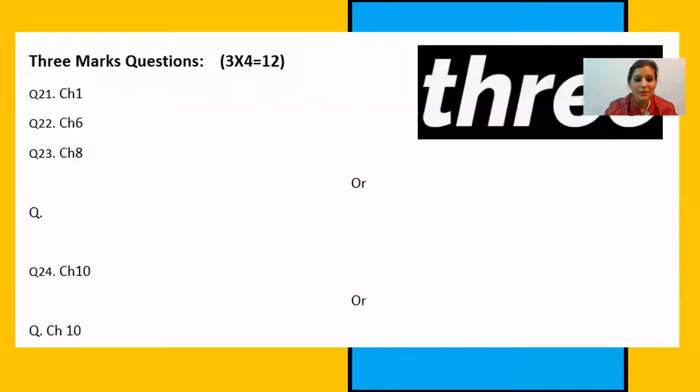Internal choice is there. You will choose which option you want to do. Question number 23 is from chapter 8. Chapter 8 is controlling, and from chapter 6 question number 22, chapter 1 question number 21. So 4 questions, 3 markers, maximum 20-25 minutes for these questions. And start this practice now only. Do not try this only in the final exams.